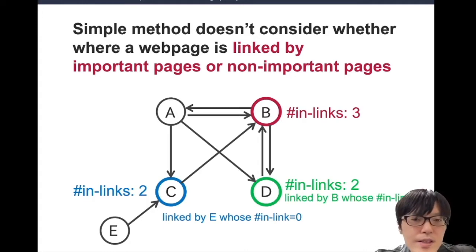For example, let's think about this graph again. On this graph, page C has 2 in-links and page D has 2 in-links. The number of in-links on page C and page D is the same, 2. But the sources of the in-links are different for page C and page D. Then, which is more important, page C or page D?